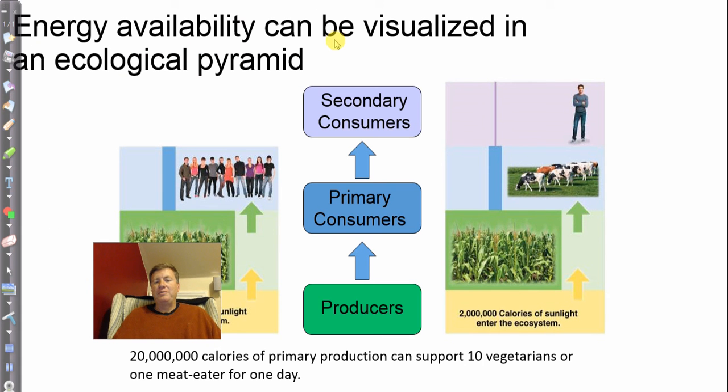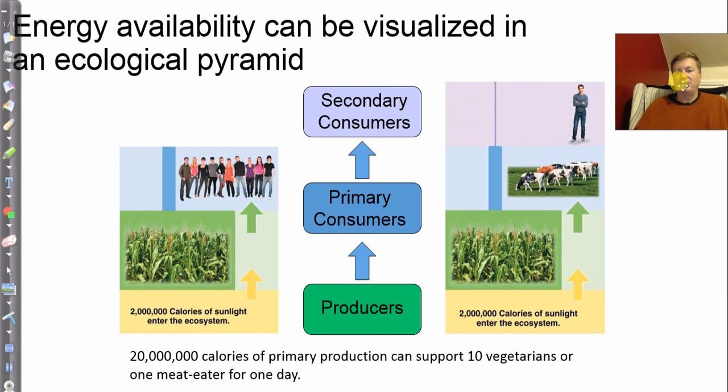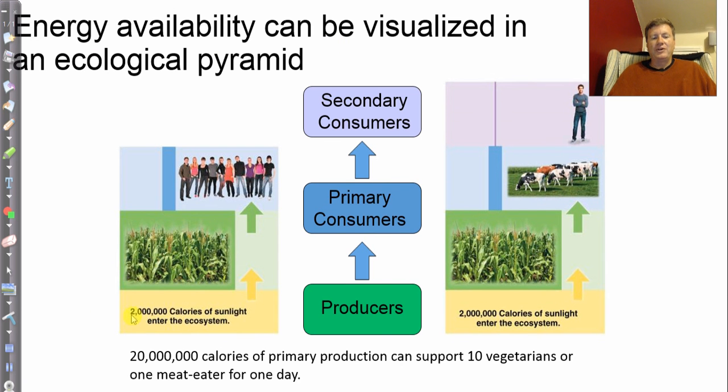So this might be easier to see in what they're calling a food pyramid. Here we have 2 million calories of sunlight that enters the ecosystem. That's going to enable us to make this much corn, which is going to allow us to support this many people, 10 vegetarians, because we're going to have, once again, 10%. That's going to be what? 200,000 calories, which will allow us to get 2,000 calories for them.